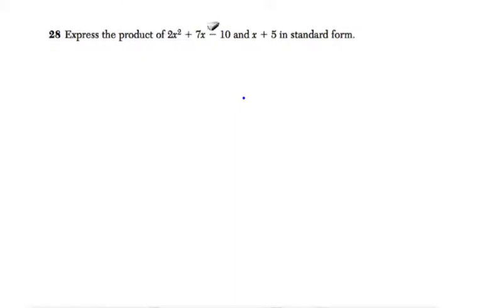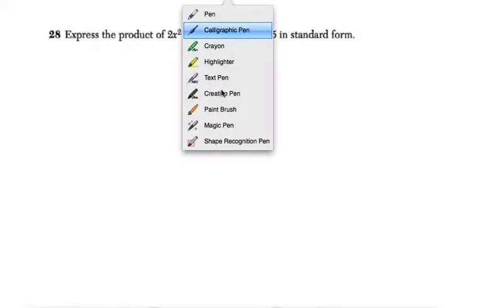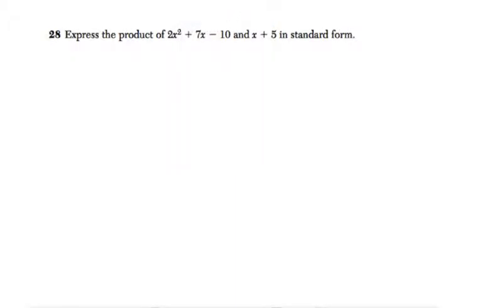Hello everyone. So for number 28, we're going to be taking a look at expressing the product of a trinomial and a binomial in standard form. So standard form, remember that we want to make sure everything's combined, everything's been simplified as much as it can, and that the exponents are in descending order. So we don't want to just kind of scramble everything up.